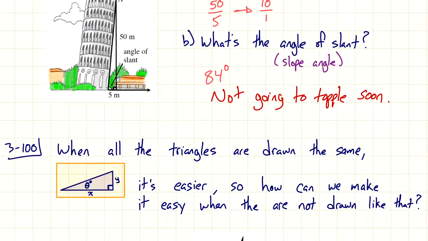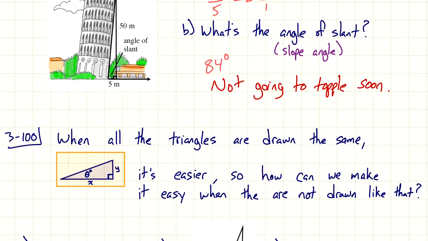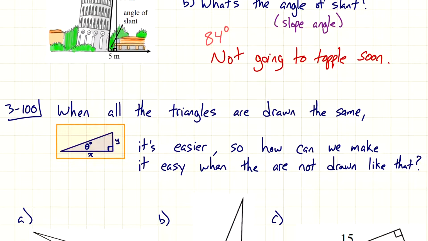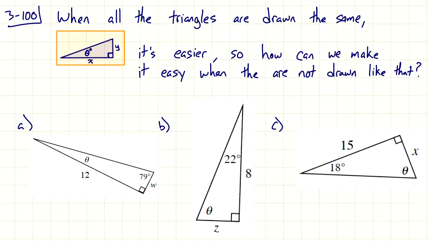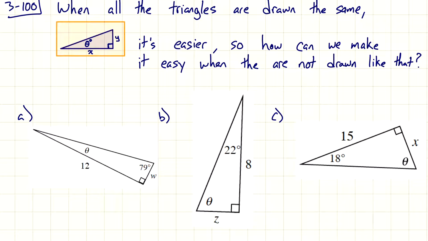Would you still know how to find the missing sides or the missing angle? What we're going to look at is possibly an easy way to solve these problems without having to worry about the way it looks. So here are 3 examples where they're all drawn a little bit different. And the question is, how can we determine the missing sides or the missing angles if it's not very clear what the slope is? What's the rise and what's the run?